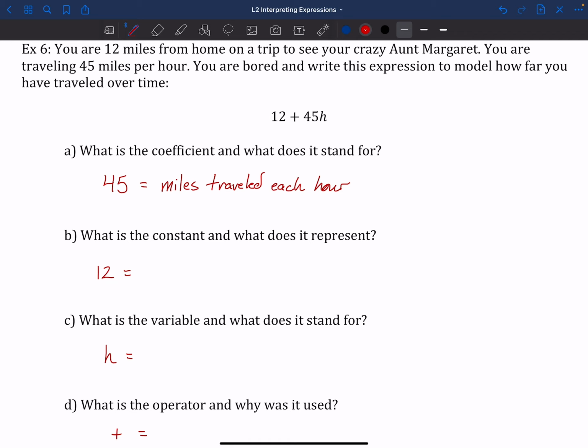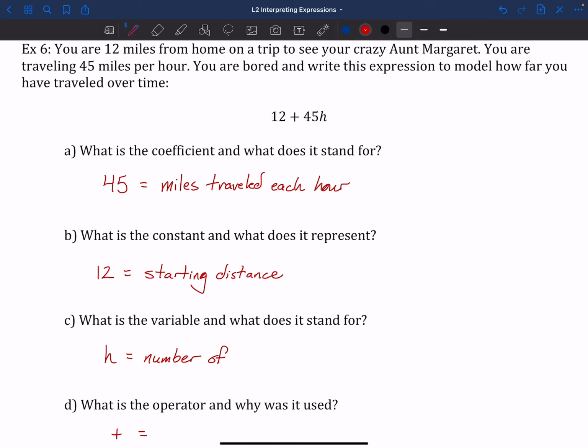right? We are already 12 miles from home, right? So we probably weren't going 45 miles an hour the whole way, right? You don't tear out of the driveway at 45, hopefully, right? So 12 was our starting distance. Right, so we were already 12 miles from home before we had the brilliant idea to come up with this expression.